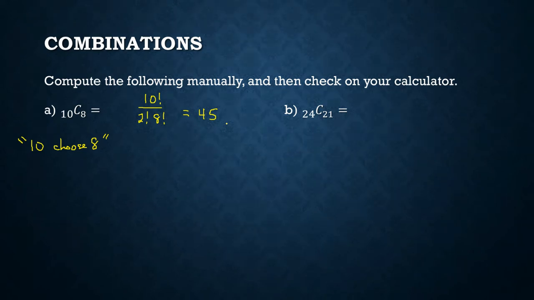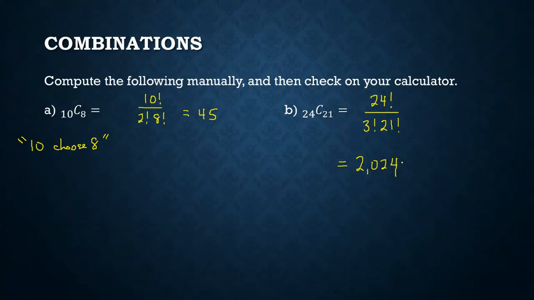Let's do 24C21. Maybe you want to pause the video, try setting this up by hand, see what you get, and verify in a calculator. Or you can follow along with me right now. So using our formula, this would be 24 factorial over 24 minus 21, which is 3 factorial, and then 21 factorial. This is a bit larger. You can verify it on your own, but that gives us 2,024 different ways to select 21 objects from 24.